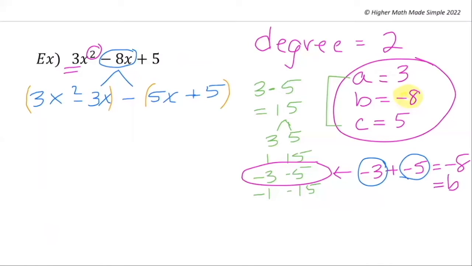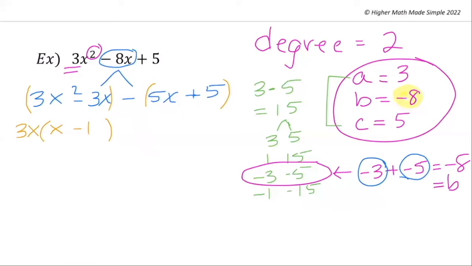So first we need to figure out the GCF of the first group. So we can pull out a 3x from each of those 2 terms. And again, it's like the reverse distributive property. 3x times x gives us 3x squared, and 3x times a negative 1 gives us negative 3x.